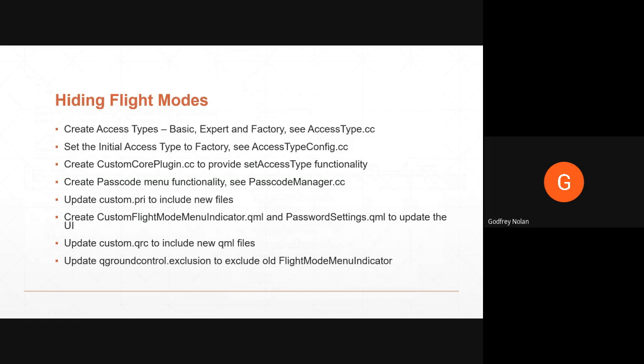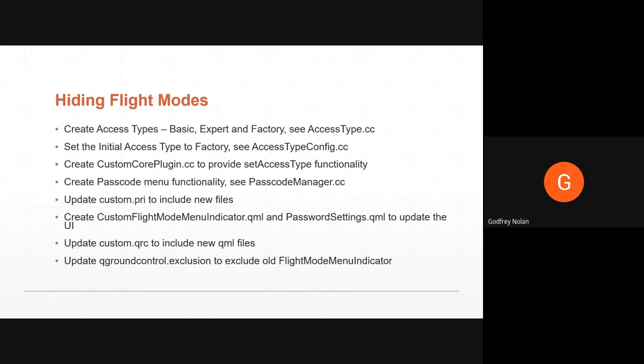This is basically what I talked about. We ran through it. So we create our access types. We create our access type configuration, set it to factory initially. We create our very simple set access type method. Then we have our passcode manager, and update the custom.pri to include all these new files.